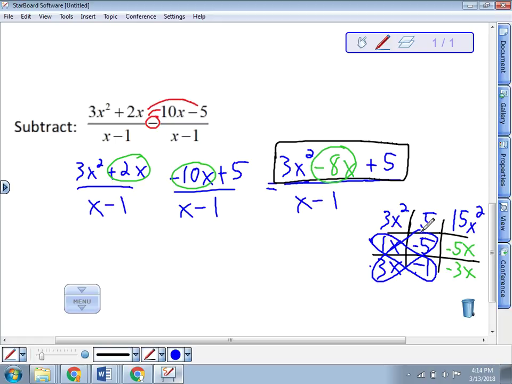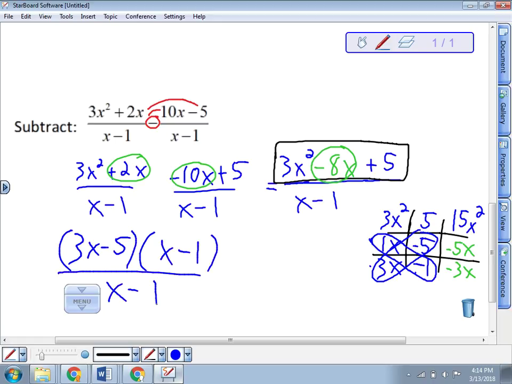So we want to rewrite that. We're going to put that as 3x minus 5 times x minus 1, and that's all over x minus 1. You can see now these two factors will cancel out, and our final answer will just be 3x minus 5. So there you have the lesson on adding and subtracting rational expressions with common denominators.